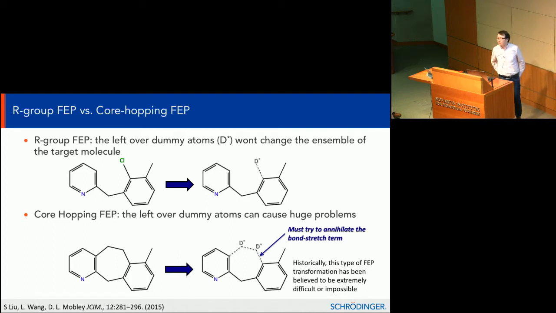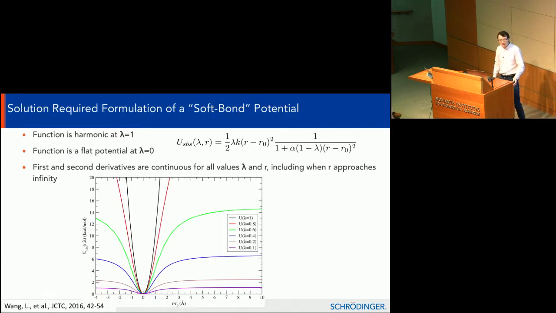So in core hopping FEP, you have to explicitly calculate the free energy to break a bond or to form a bond. This was believed to be extremely difficult because in classical mechanics force fields, we usually use a harmonic potential to represent bonded stretch interaction. But the harmonic potential approaches infinity when the distance of atoms is infinity, causing singularity and numerical instability problems in FEP. To address this difficulty, we have designed a novel functional form called the soft bond stretch potential, with the functional form shown here. Without too much mathematics, you can easily show that when lambda equals 1, this potential recovers the harmonic potential, and when lambda equals 0, this is 0. For any value between 0 and 1, the first and second derivatives of the potential with respect to lambda and r are continuous. So we can do these simulations using this potential.